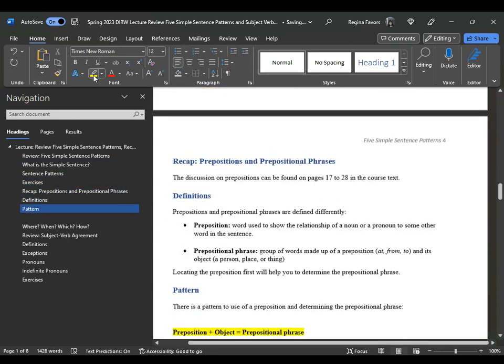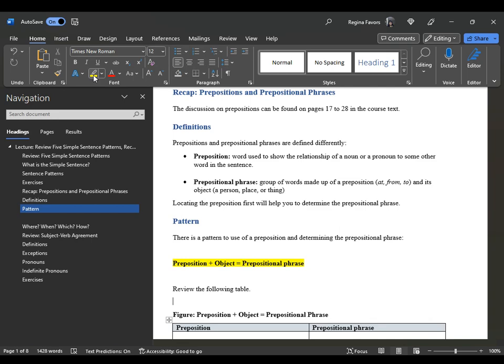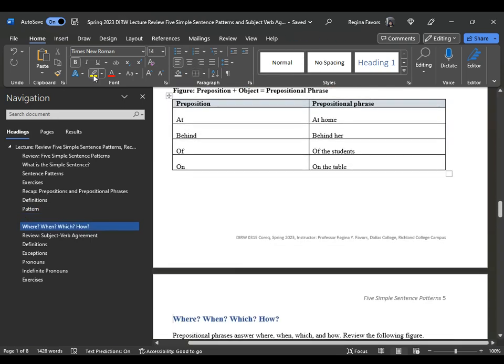Okay? All right, so recap prepositions and prepositional phrases. Just understand that it's preposition plus object equals prepositional phrase. So the preposition first, locate the preposition, and then the object of the preposition creates a full prepositional phrase.